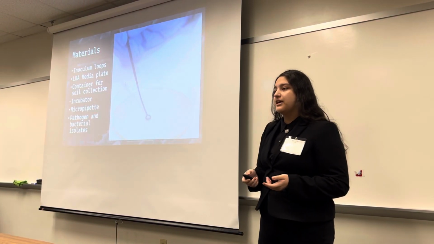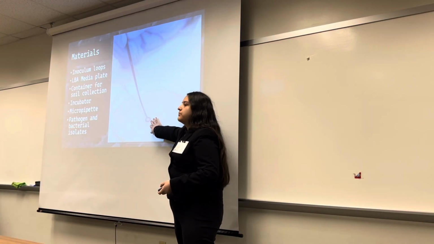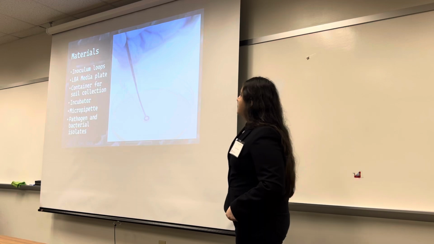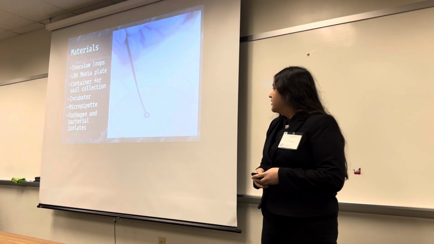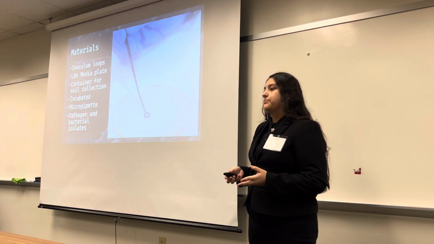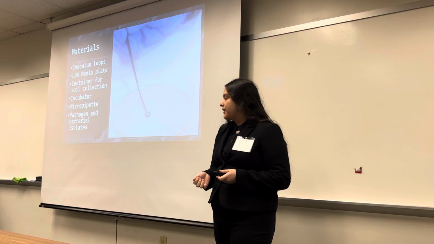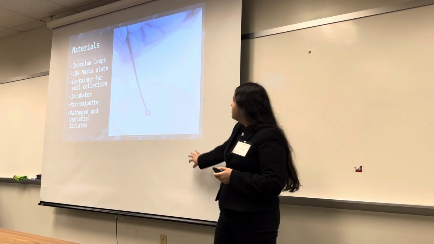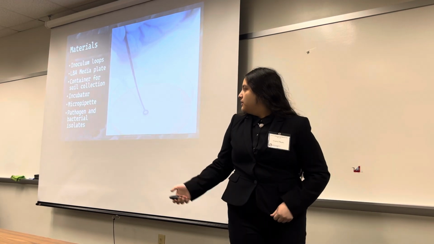The materials that I used for my experiment are the inoculum loop, as you can see right here, of the glue that the hand is holding. Then we had a container for soil selection, which you'll see on the next slide. Then we had the incubator to, of course, incubate our soil samples and the bacteria. And then we had a micropipette. And you also had the media plate over here, which is filled with yellow gel.